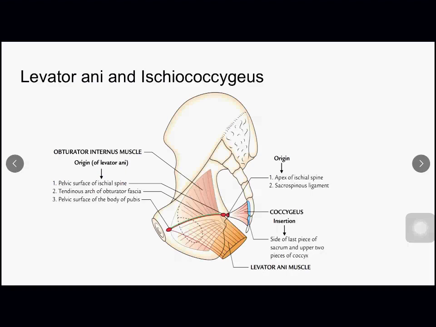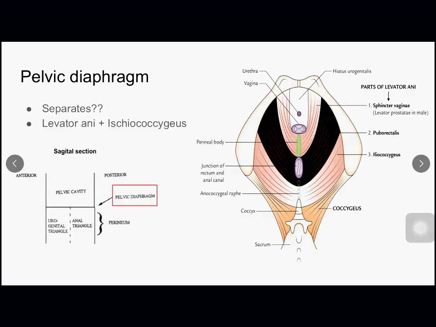What is the direction of levator ani muscle fibers? It is downwards, backwards and medially. That is how it is structured to facilitate the descent of the fetus. In the levator ani, I told you it has two parts, the pubococcygeus and the iliococcygeus.